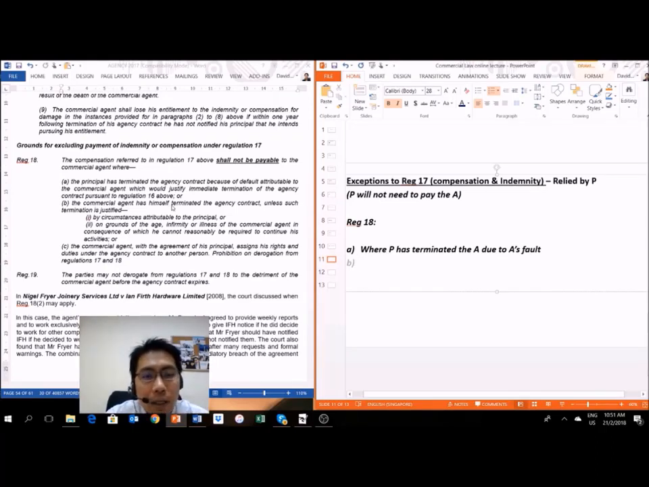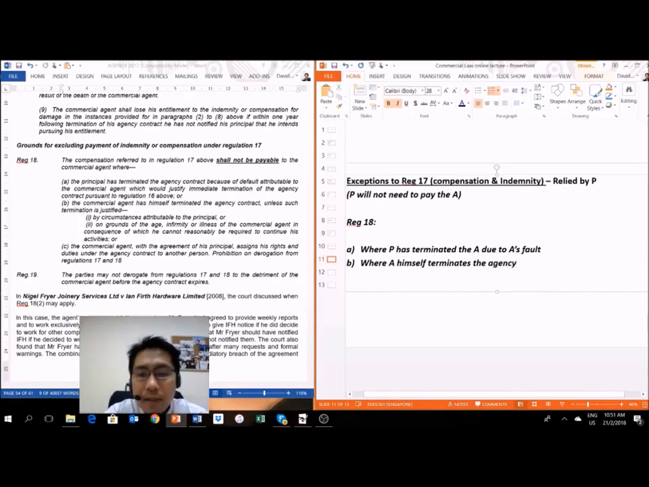Then of course we have the other situation, which is where the commercial agent has himself terminated the agency contract, unless such termination is justified by circumstances attributable to the principal. Now B is possibly a confusing regulation because within that there is an exception to an exception. So here it says, first of all, where the agent has himself terminated the agency contract. So here, where A himself terminates the agency.